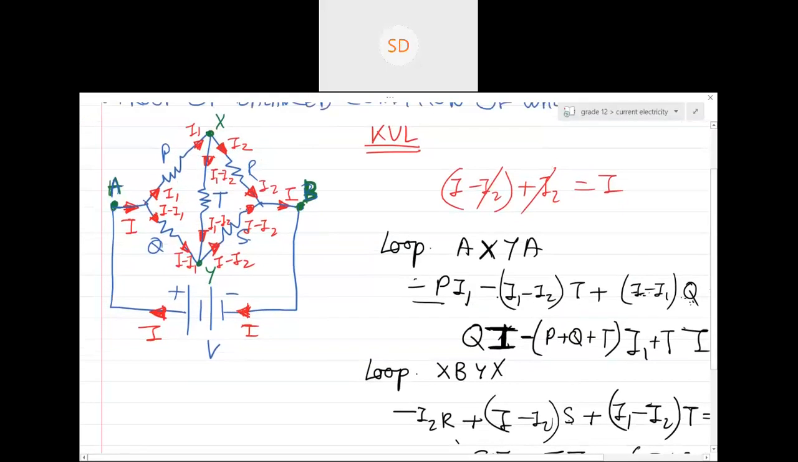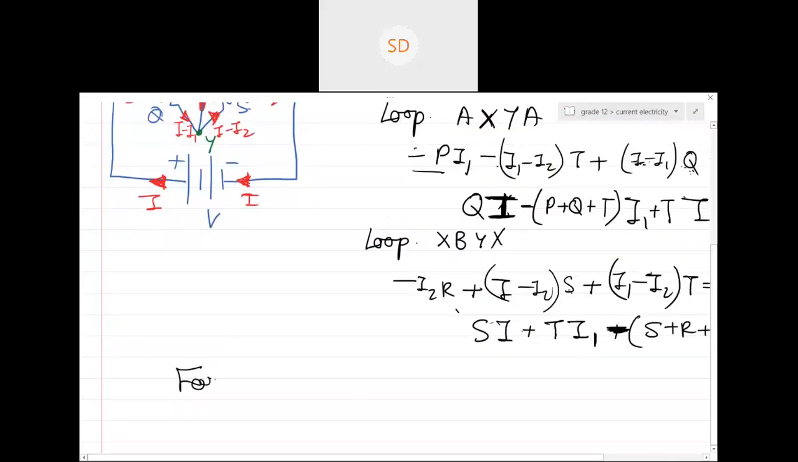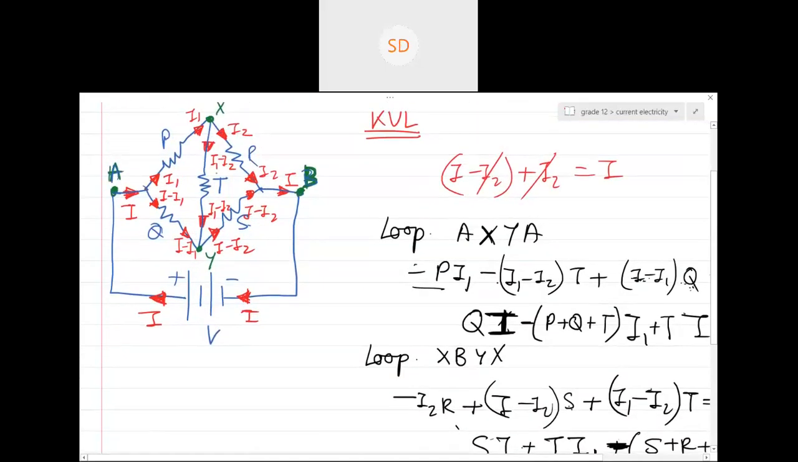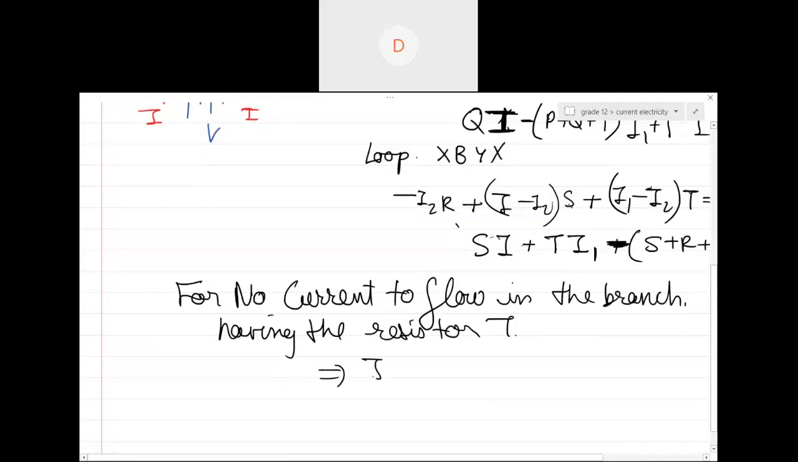this thing. So for no current to flow in the branch having the resistor T, which current should be zero? If we don't want any current to flow through this, then I1 minus I2 should be zero, right? Yes, sir. So for this to happen, I1 minus I2 should be equal to 0. That implies I1 should be equal to I2.